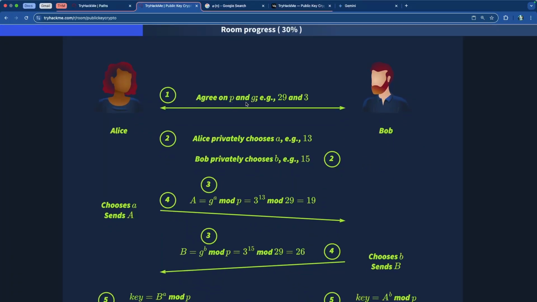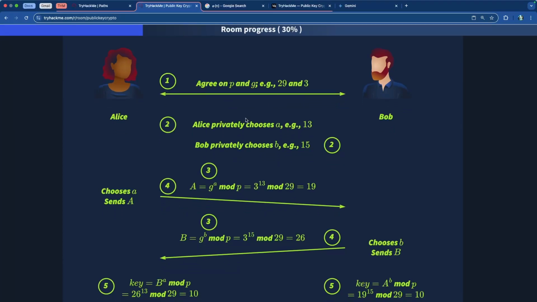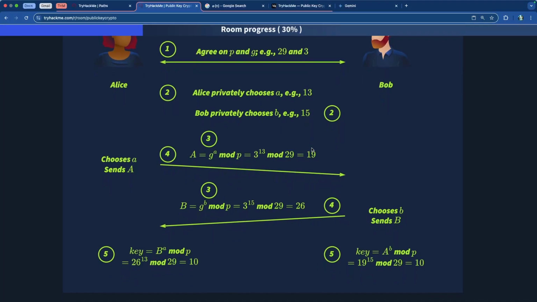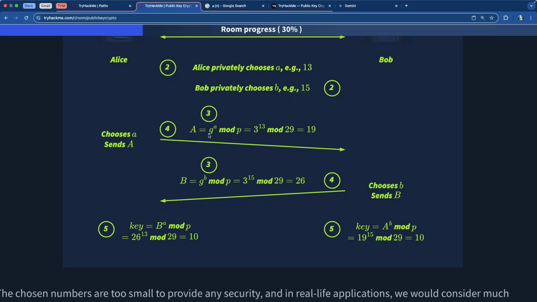So they agree on P and G, for example, 29 and 3, okay? Alice privately chooses A, which is 13. Bob chooses B, which is 15. Then A equals G to the power of A, which ends up being 19, and then sends it. And then Bob chooses this, which ends up being 26, and then sends it.